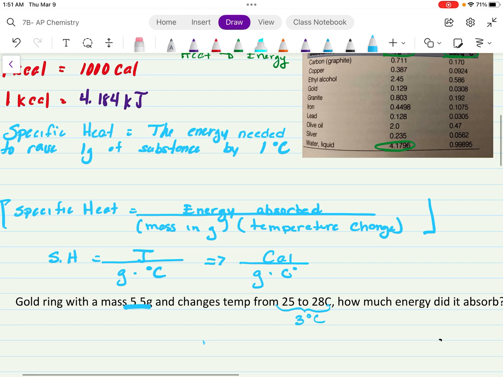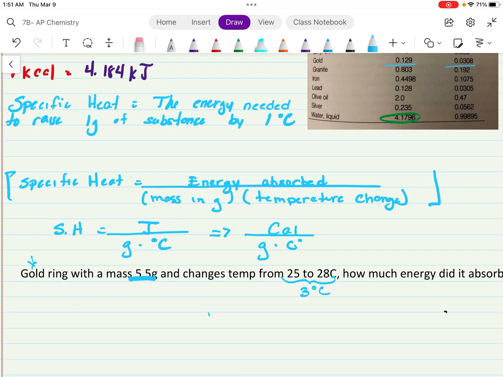Now, we're working with gold. So this is gold right here. If we take a look at the table, we can see that we have the specific heat for gold. It's right there. This particular question is asking us for the amount of energy absorbed. In this case, there's no specific unit required, so we can use either the 0.129 or the 0.0308. Let's go ahead and just keep it in joules and we'll see what we come up with, all right?